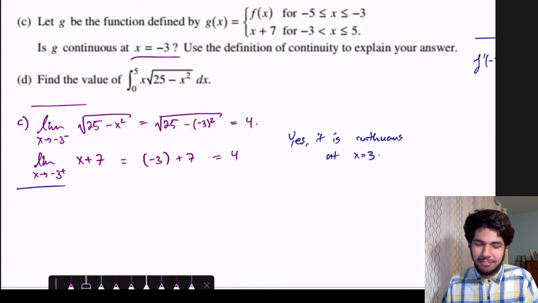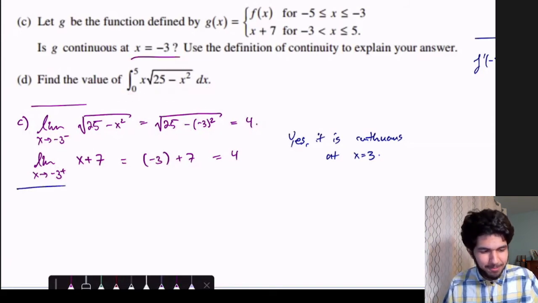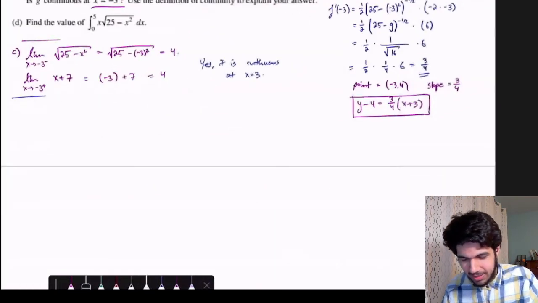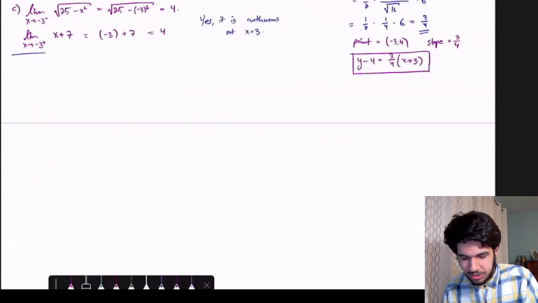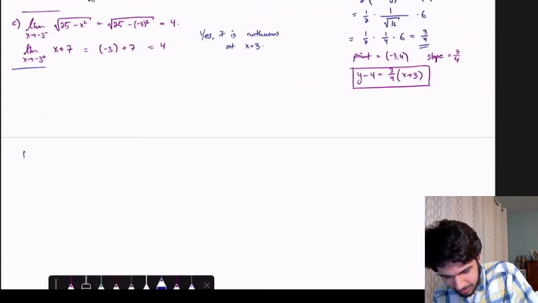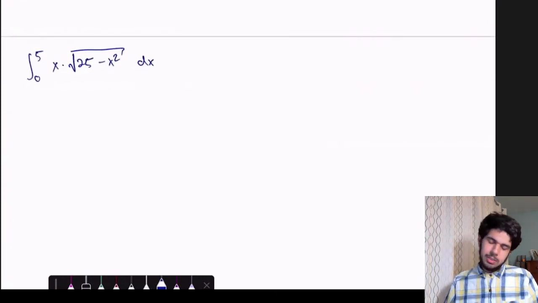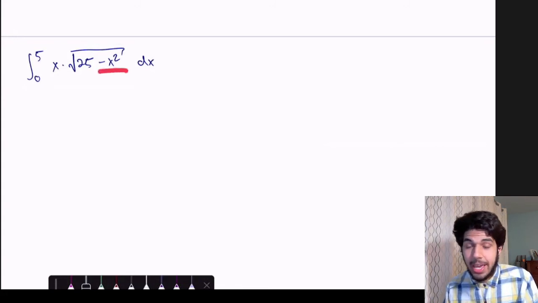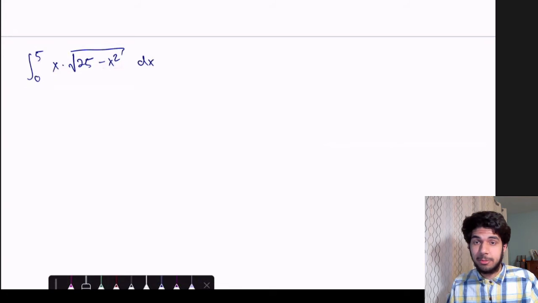And part D, finally we have an integration question. Feels like we haven't done that in forever, but I'll add a new page and I'll just rewrite the integral. So we're finding the integral from 0 to 5 of x times the square root of 25 minus x squared dx. Okay, so we're looking at this, and hopefully you're thinking u-substitution. And the reason for that is we see an x squared whose derivative will cancel really nicely with this x term here.